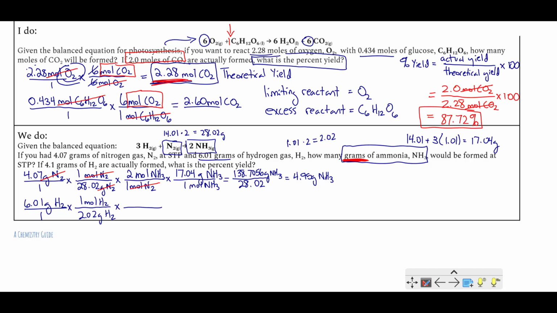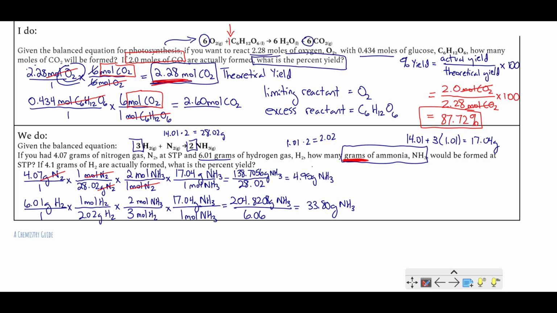Now I'm going to use the mole ratio, but this time we're looking at the 3 for hydrogen and the 2 for ammonia. So I'll put the 3 moles of H2 on the bottom and 2 moles of NH3 on the top. And the last step is basically the same as it was above, because we're still going to use 1 mole of NH3 is 17.04 grams. So if you multiply that entire numerator, that's 204.8208 grams. We're going to divide that by 6.06. And so that works out to be 33.80 grams of NH3.